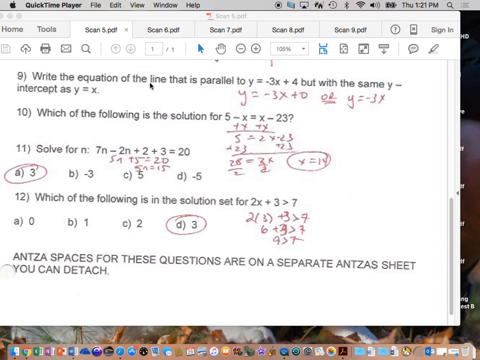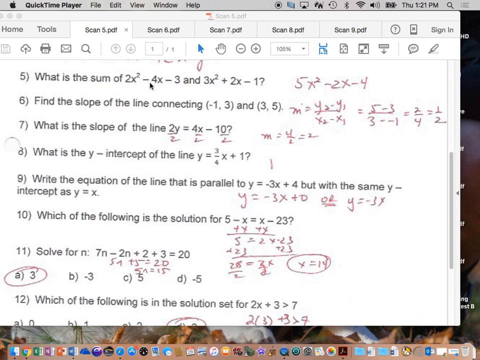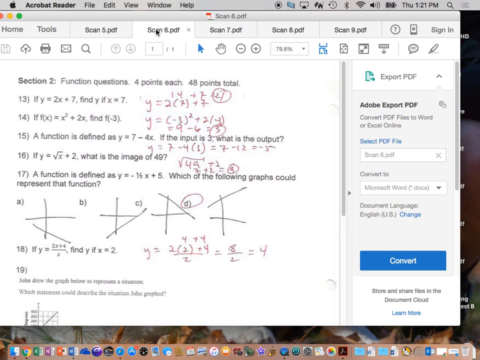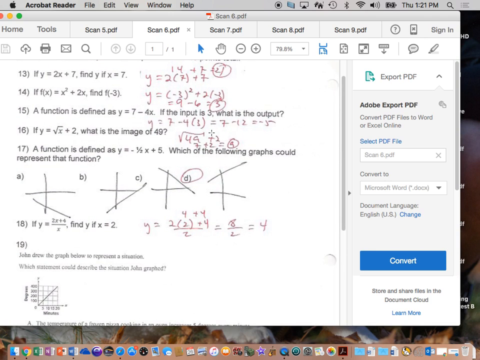Anything else? Okay, Ava, you can quick peek, put the answers down on your paper, but we do have to move on. Okay? All right. Little function theory questions, numbers 13 through 18.